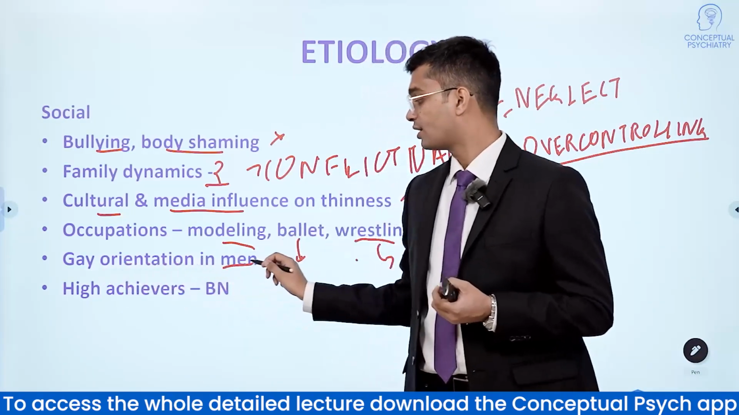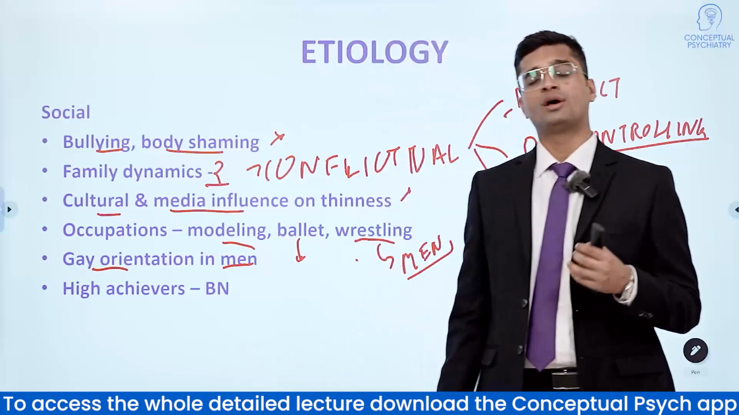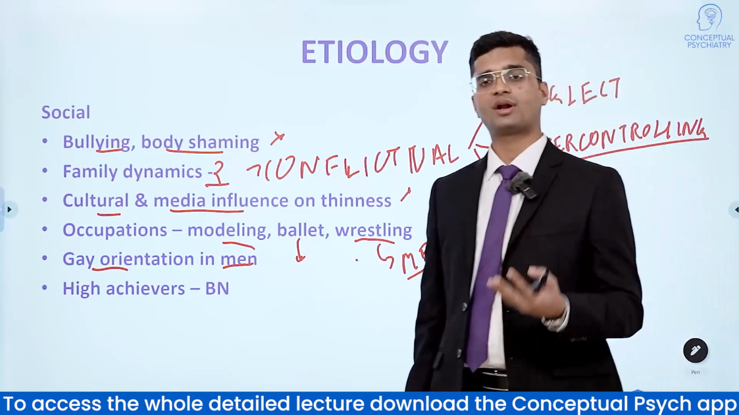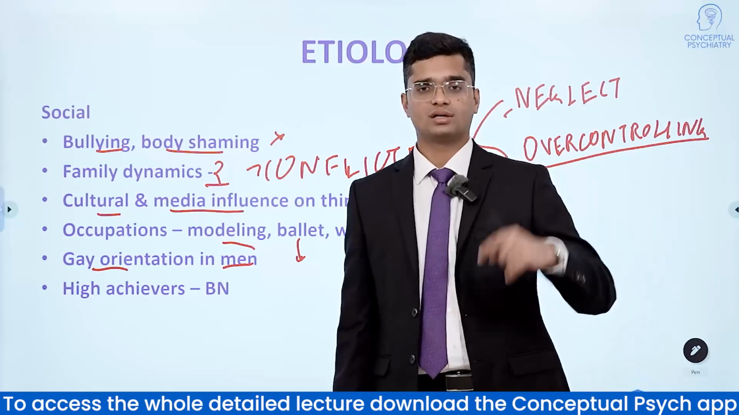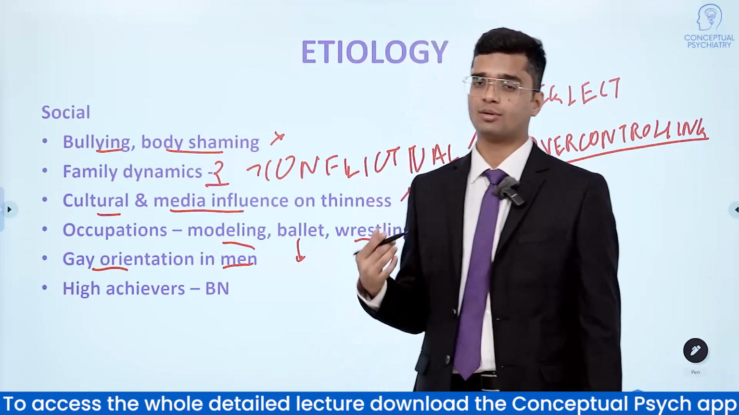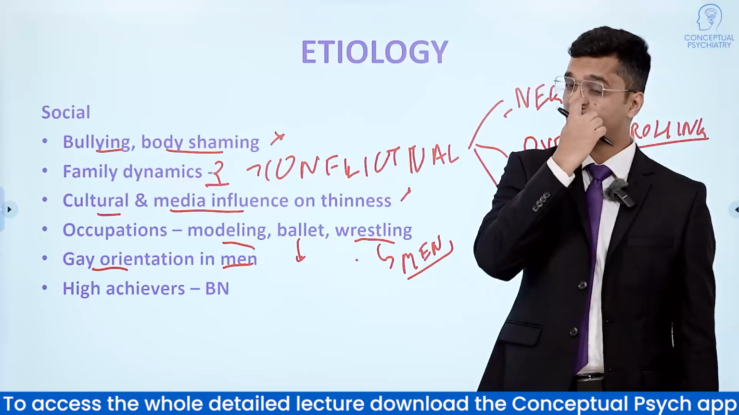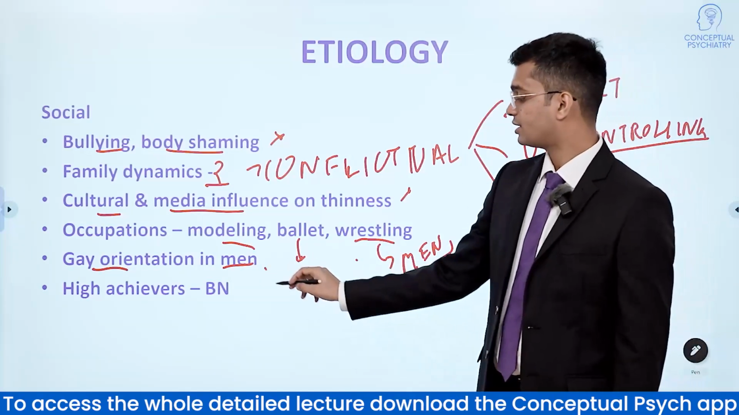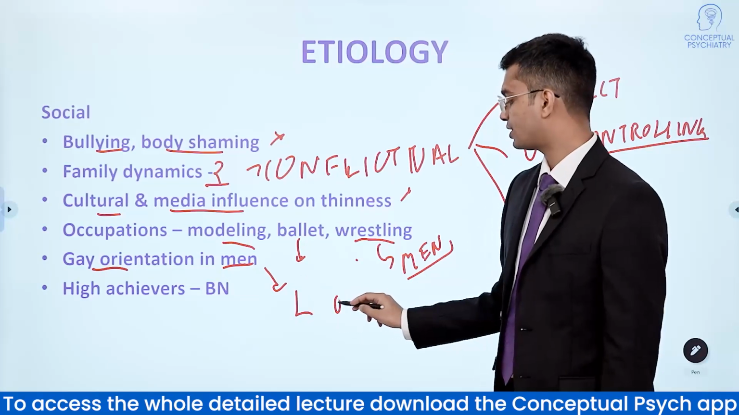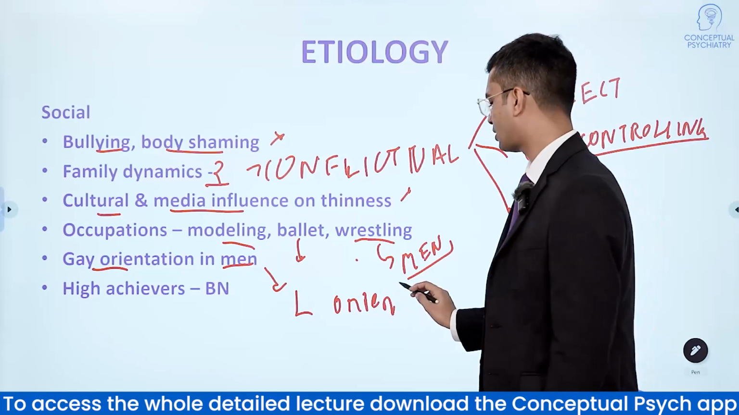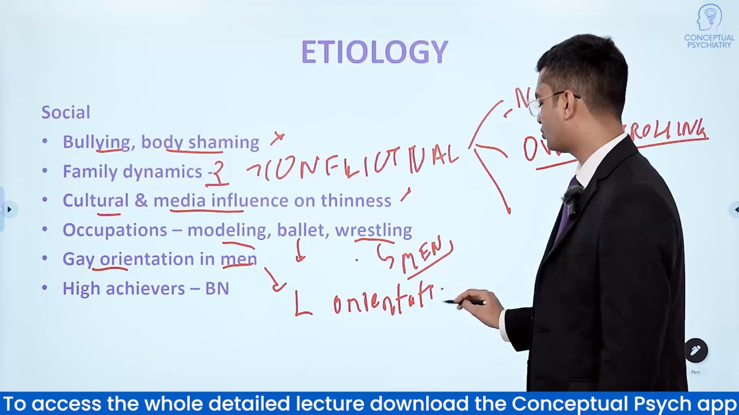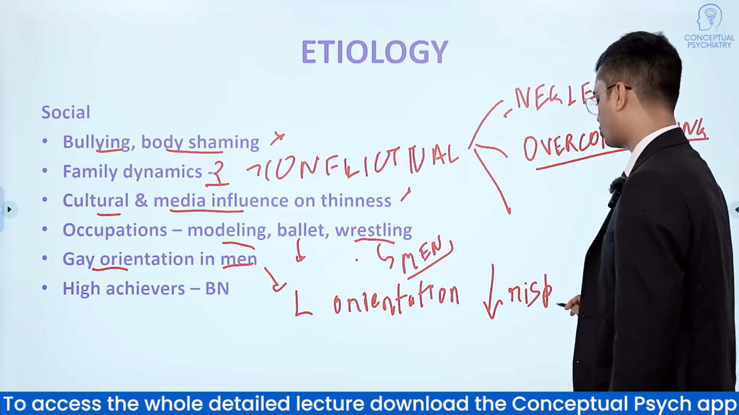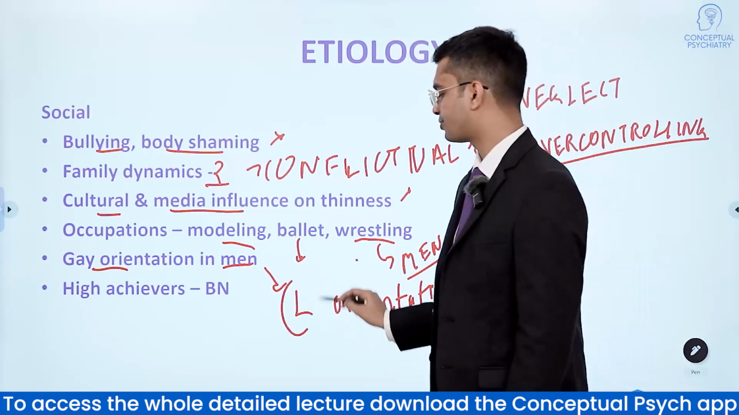In men, gay orientation has been found to be associated with a risk of anorexia nervosa. So again, to appear attractive to other men, the drive for thinness or body image being better than others is processed by the person. Whereas in women, a lesbian orientation actually reduces the risk. So this is opposite in cases of females.